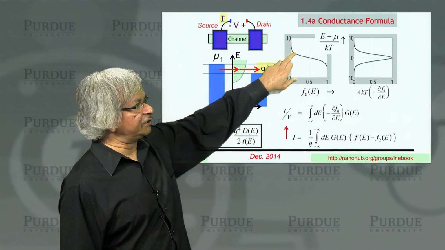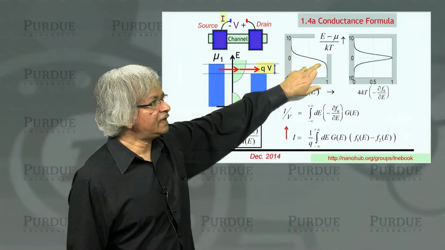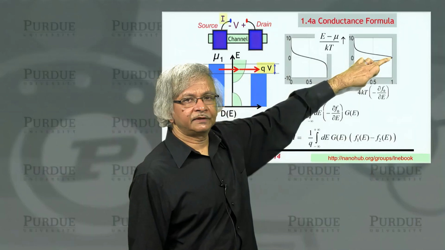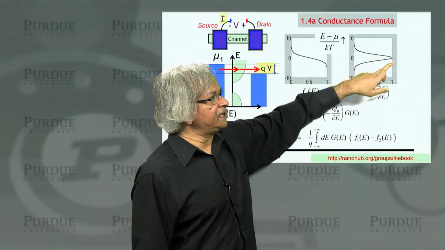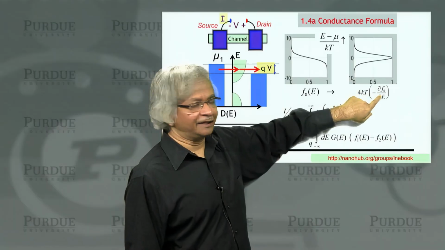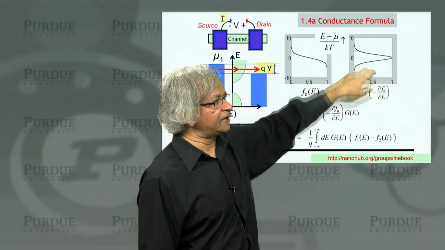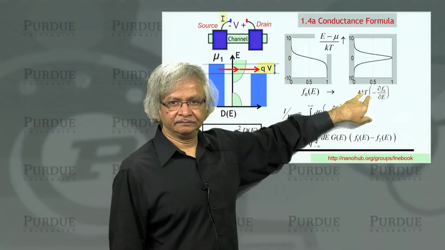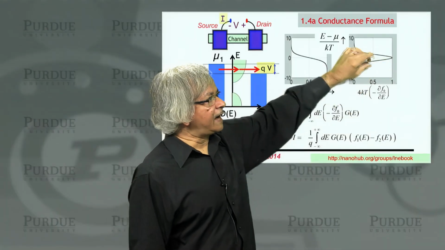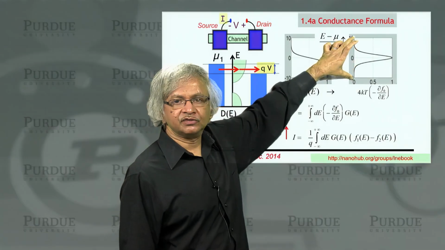Right around 0, the derivative is the highest. That's where it's changing the most. That's this peak value. And that peak value, I guess what we have plotted here is 4 kT times ∂F/∂E. So the peak value of this derivative is actually 1 over 4 kT. And as you go away from the electrochemical potential, it gradually goes to 0.